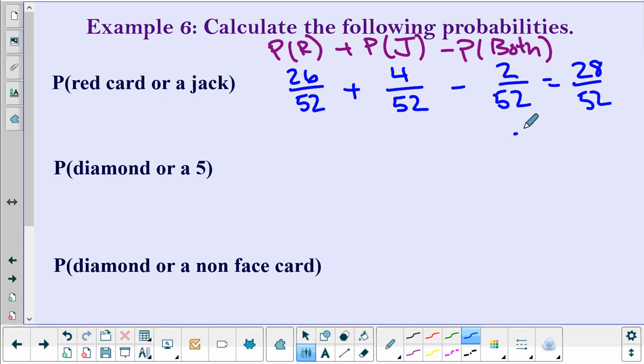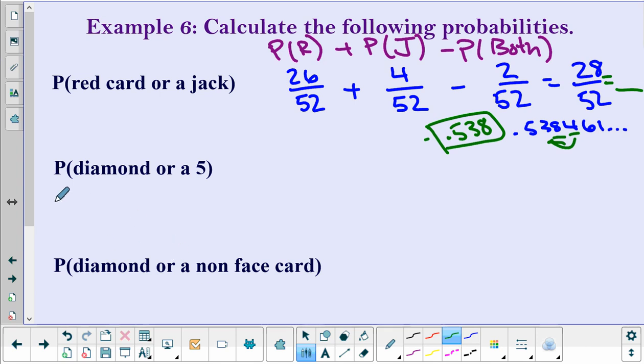You get a decimal of 0.5384661... goes on. And remember that in probability we use the fourth to round to the third. So 0.538 is my answer there. Sorry, that got a little messy because I kind of ran out of room on that side. Okay, let's do probability of diamond or 5. I'll come over here so I have some more space.